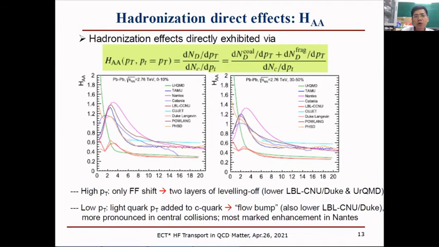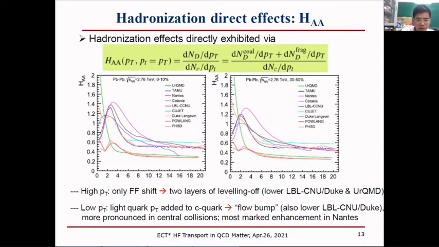Hadronization effects may be more directly exhibited via the so-called HAA. So this is defined as the D meson spectrum right after the hadronization divided by the charm quark spectrum right before the hadronization. But in the D meson spectrum, you have two components, remember, coalescence plus fragmentation.